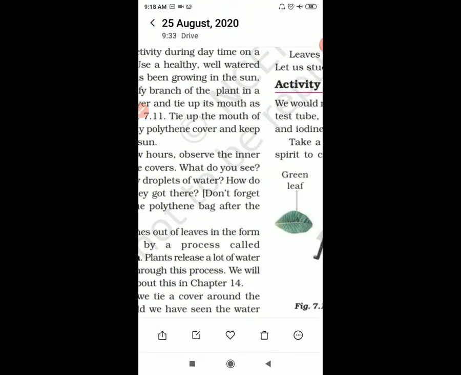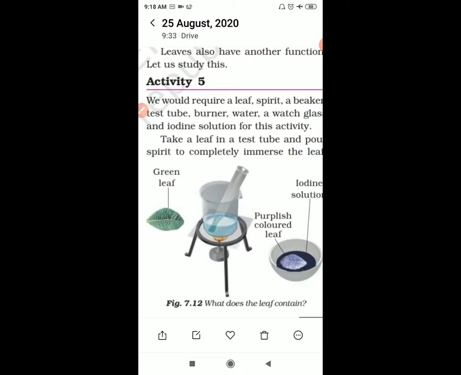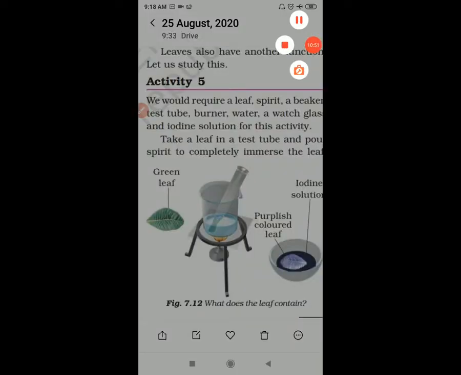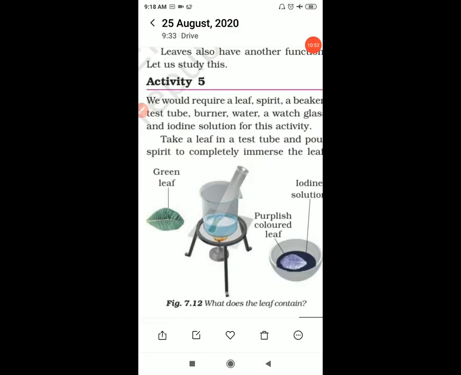Now activity 5. The homework is to read this activity 5 and also the root topic so that you can understand it well.